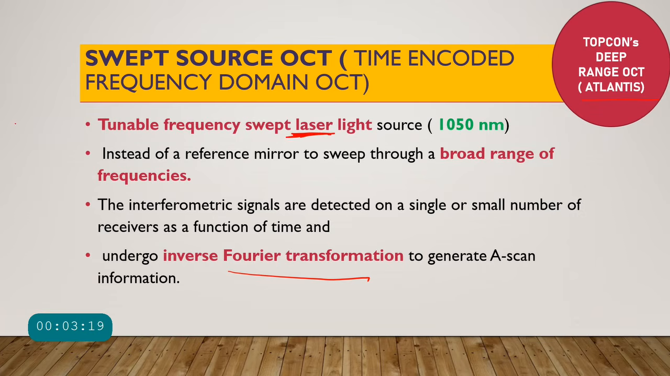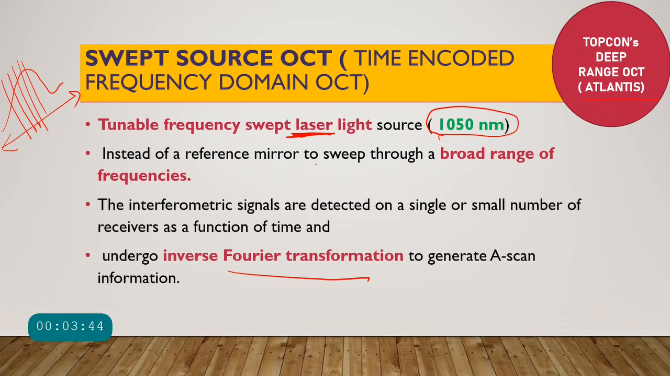Okay, so all that broad band of light which had this green, yellow, blue, all that, it's all going to get collapsed into one single light, laser light. That laser light usually is about 1050 nanometers, and this frequency swept laser is very tunable. Okay, it's a tunable frequency swept laser light. So let me explain it to you in a while.